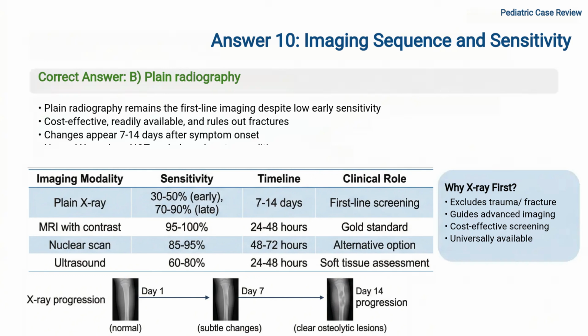Despite its low sensitivity for early osteomyelitis, plain radiography remains the standard first-line imaging study because it is cost-effective, universally available, and rapidly performed. Its primary role is to exclude fractures, periosteal reactions from other causes, and bony tumors that may mimic infection. In the first 7 to 14 days of osteomyelitis, the plain film is typically normal or shows only subtle soft tissue swelling. Bony changes such as lytic lesions and periosteal elevation only appear after this window. A normal radiograph should never reassure the clinician when the history and examination suggest osteomyelitis. Magnetic resonance imaging is then the appropriate next step.